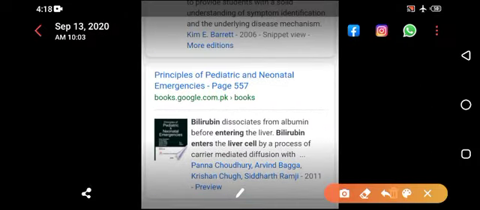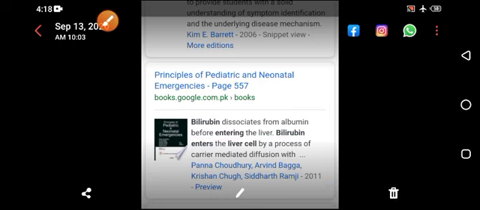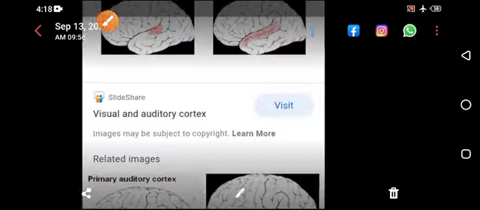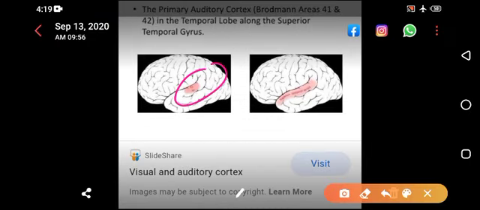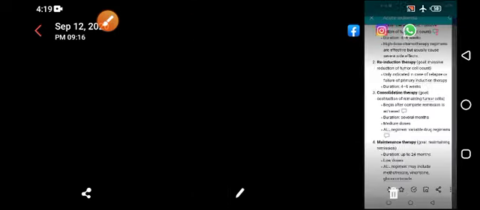This is the reference for another, that the bilirubin dissociates from the albumin before entering into the liver. So it does not go into the liver with albumin, it goes into the liver without albumin. The next reference, the primary auditory cortex, lies in the superior temporal gyrus. You can see the statement above, along the superior temporal gyrus.